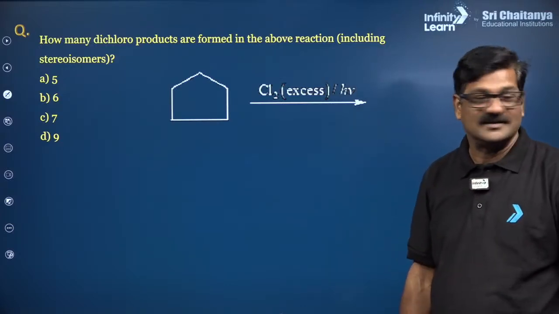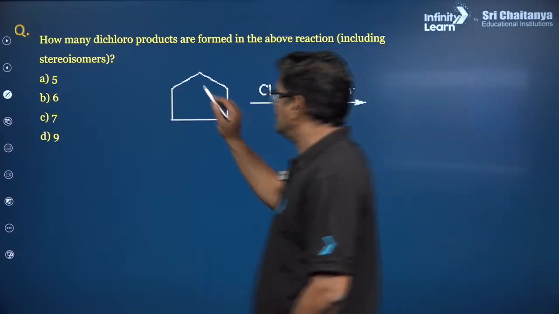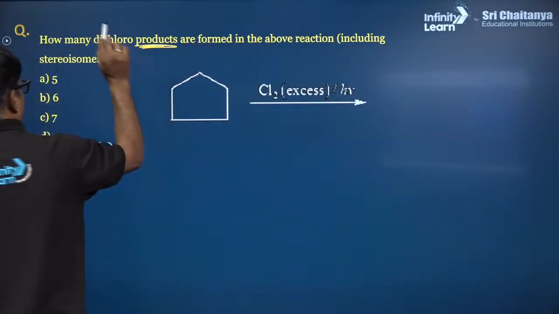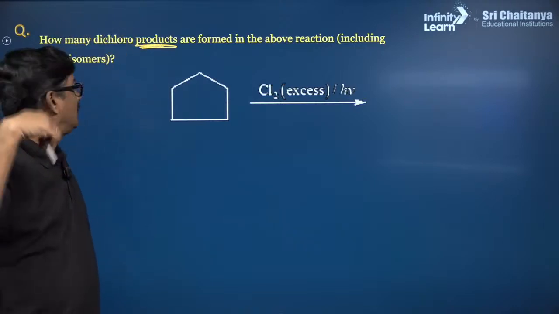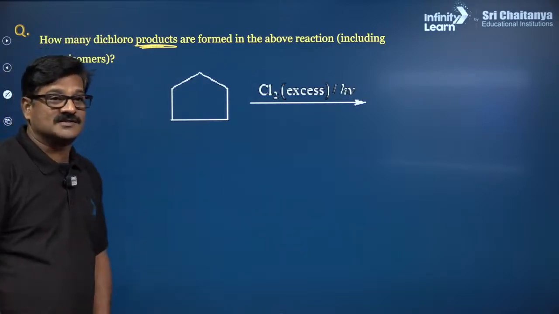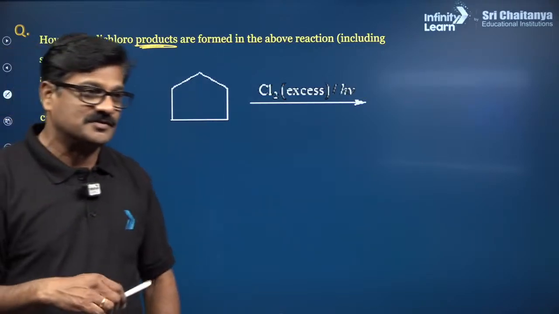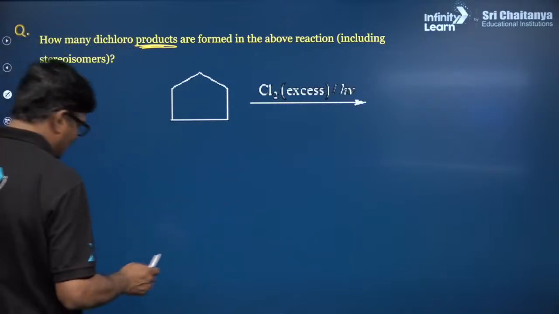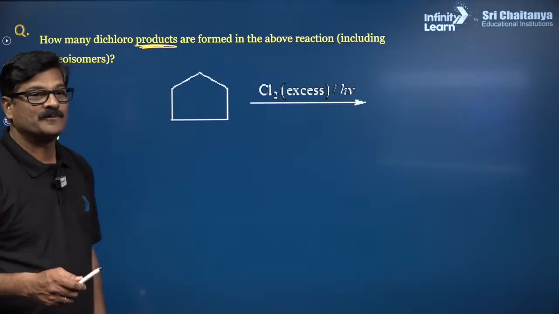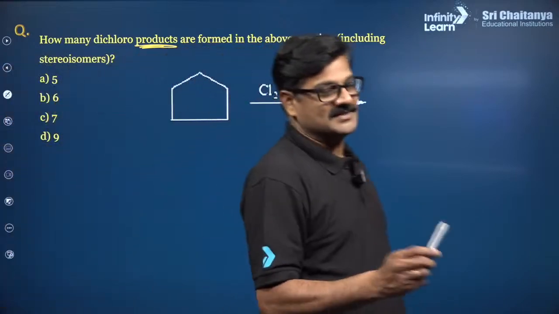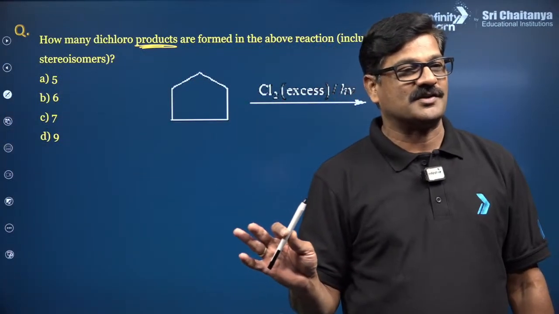Okay, let me write. So it is simply said it is a product. It is not mentioned whether it is structural or stereo. If nothing is mentioned, you have to include it now. Yes, you have to include. Kushal got 5.